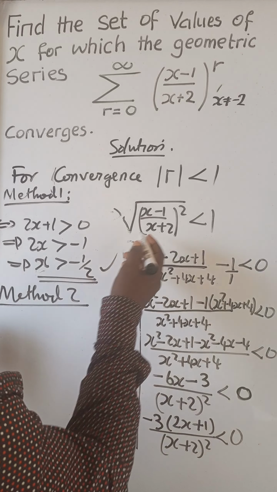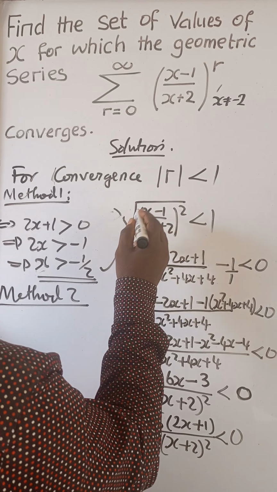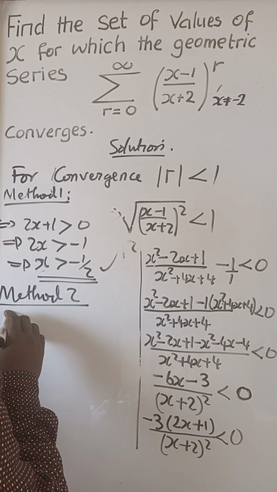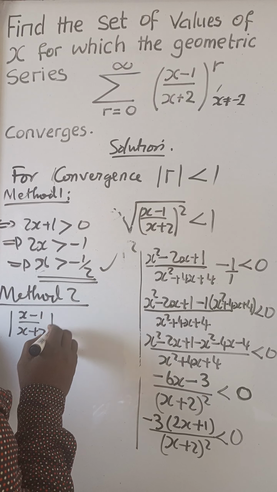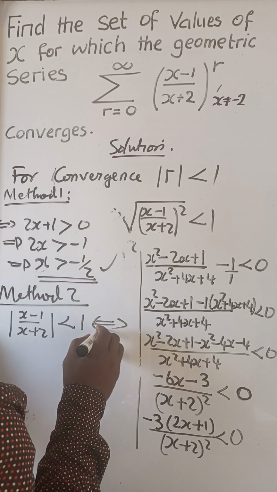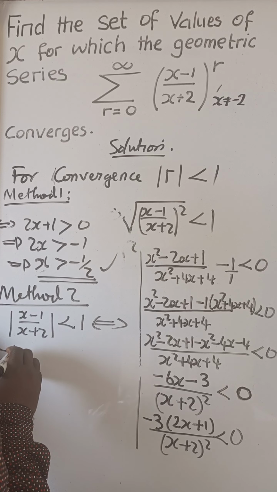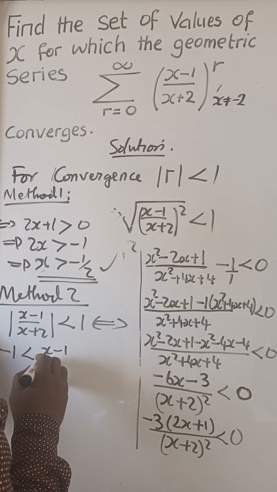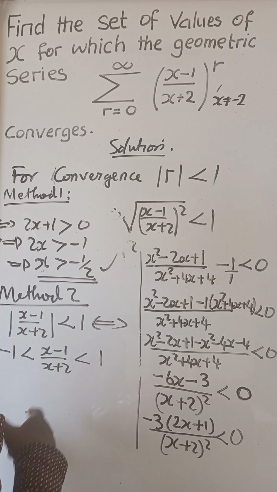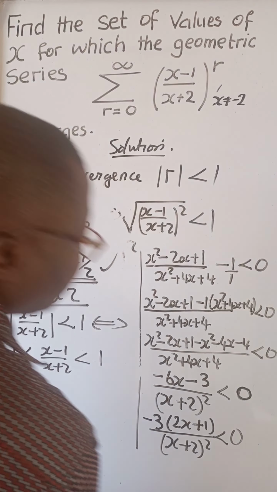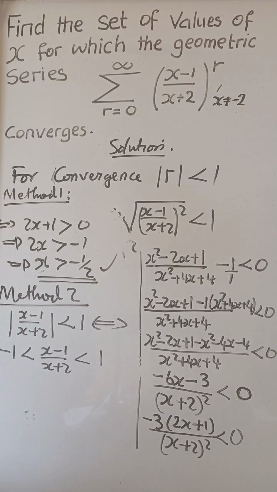Method 2, if someone did not prefer this and wants to use the fact that absolute value of (x minus 1) all over (x plus 2) less than 1 is the same as saying that negative 1 is less than (x minus 1) all over (x plus 2), which is less than 1. All right? So we now have this inequality to solve.